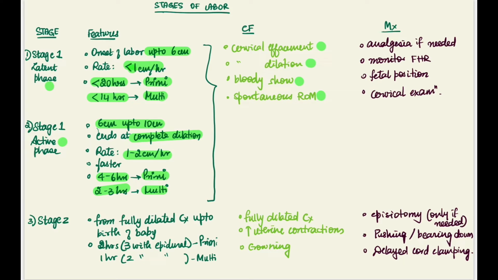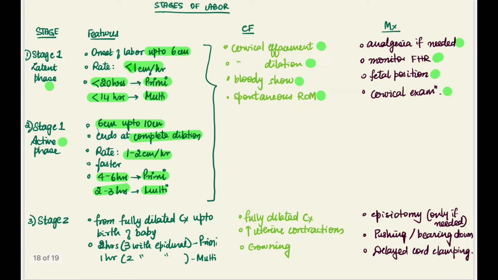And what are the things that we have to do for the patient in stage 1? Analgesia can be given, only if the mother requires it. The fetal heart rate has to be monitored. We have to keep monitoring the fetal position to make sure that the fetus is descending and coming down, so from station 0, it will come to station +1, +2, +3, and so on. And we have to do cervical examinations to check the fetal position, the cervical dilation, and effacement.